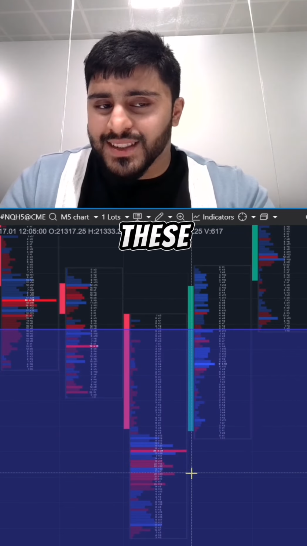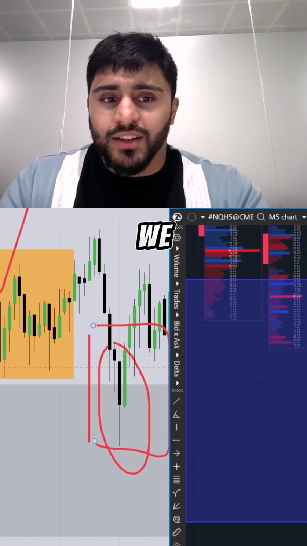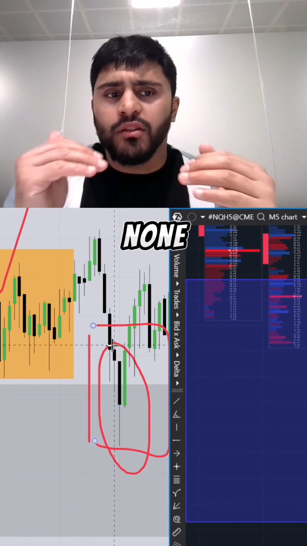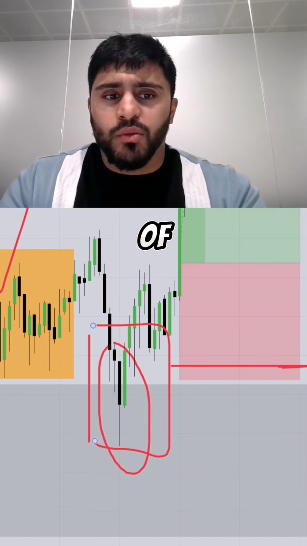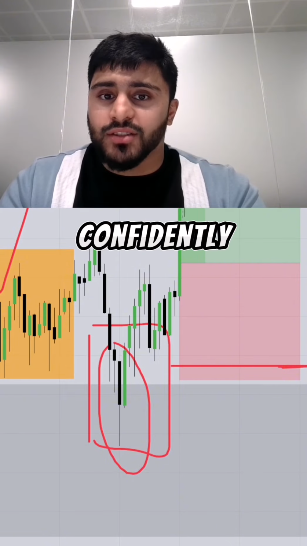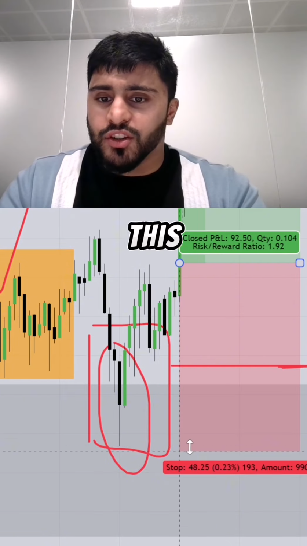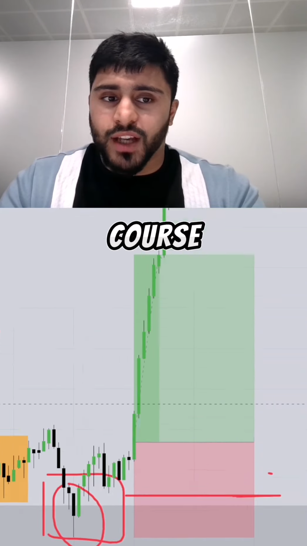So now if we go back to a regular candlestick chart, what we can begin to understand is that we had so many sellers in this region, but none of them were rewarded. And so if none of them are rewarded, we can very, very confidently place our stop loss just here, right? So this is a good stop loss you can have, and of course had a good risk to reward.